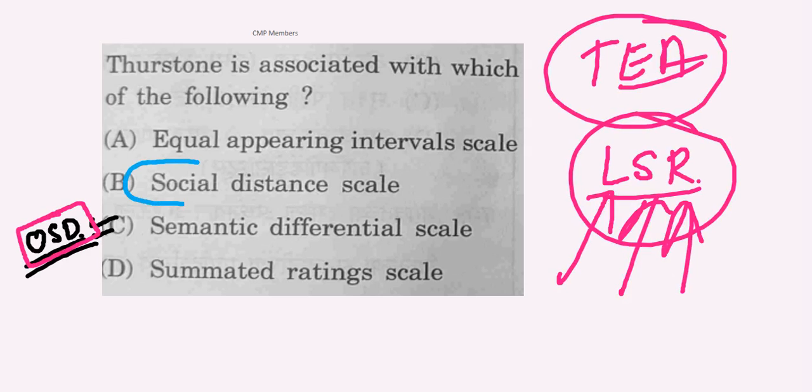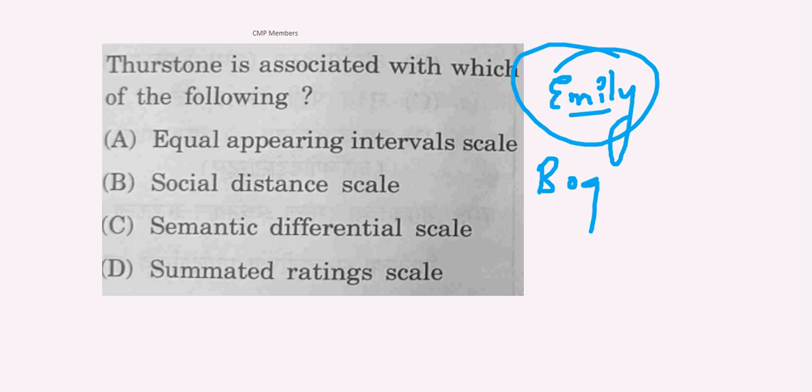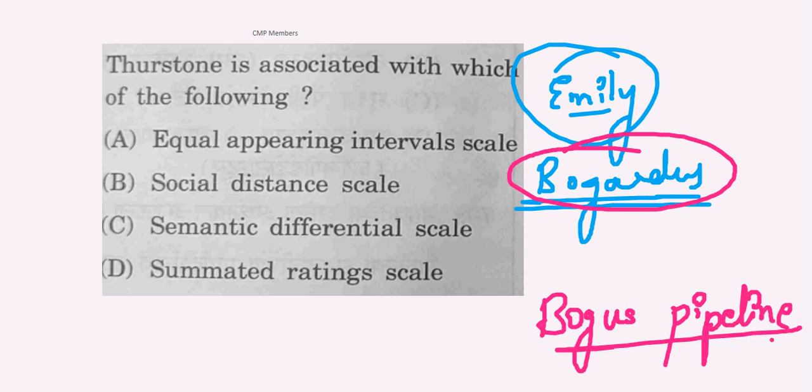And this social distance scale is by someone called Emory, or Emily, or whatever that name is, Bogardus. This Bogardus is important. With this Bogardus, one thing I am remembering is the bogus pipeline. If you know about bogus pipeline, do comment down below what it is and why we measure it.